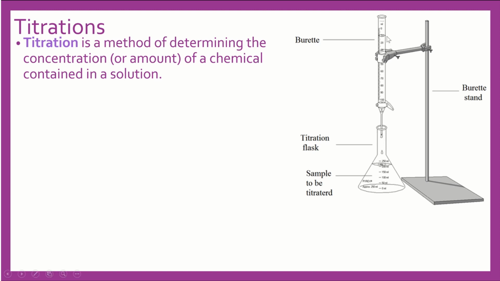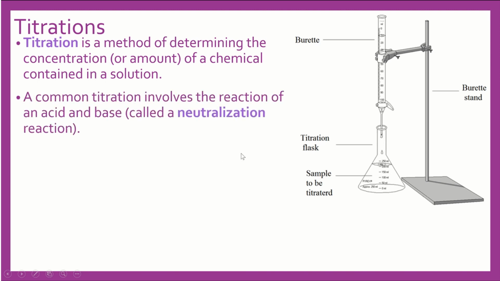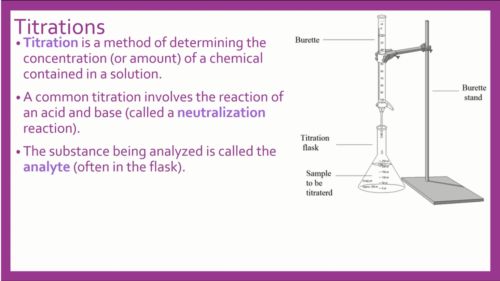We're going to add a known substance from the burette into an unknown substance to figure out what the unknown substance is. Commonly, titrations use an acid and a base, which is what we'll do, in a reaction called a neutralization reaction. And again, we'll have an unknown amount of acid, and we'll add base to titrate it to figure out how strong that acid is. All right, the substance we're analyzing, it'll be in the bottom here, will be called the analyte. And it'll be an unknown sample of acid.